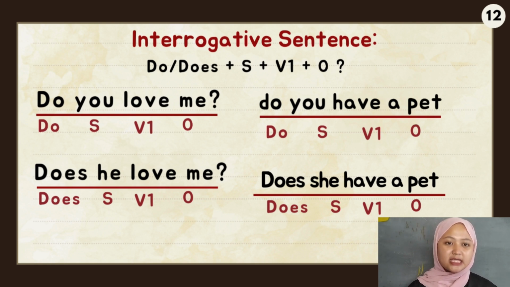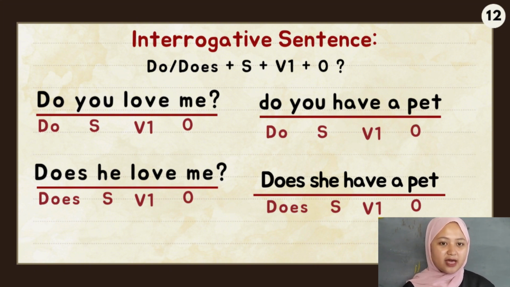A pet is object. Next example is does he love me? Does is do or does. He is subject. Love is verb 1. Me is object. Next example is does she have a pet? Does is do or does. She is subject. Have is verb 1.